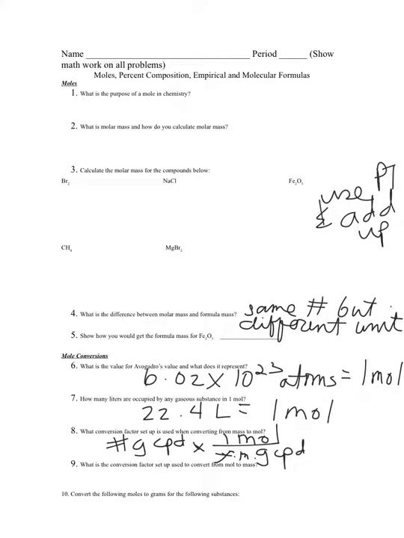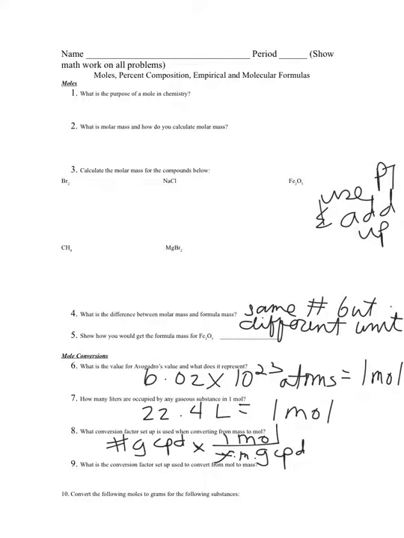Number 4, what's the difference in molar mass and formula mass? Well, it's the same number, but it has a different unit. Formula mass just has the unit of grams, while molar mass will have the same number for that same compound, but the unit will be written as grams divided by moles, or grams per mole.